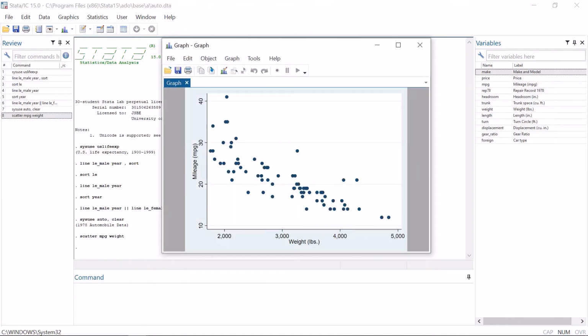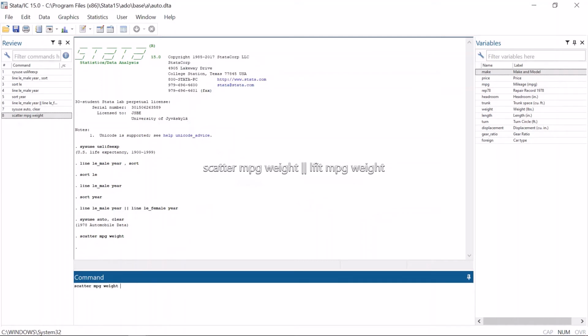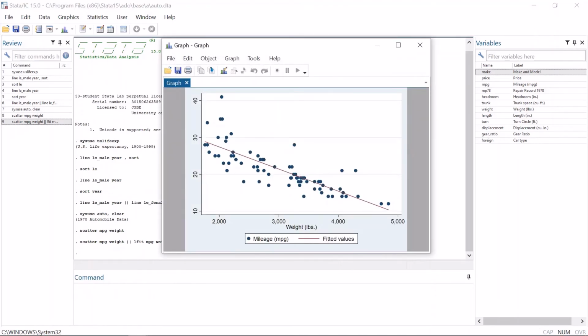A combination of these two, that is a combination of a line graph and a scatter graph, is an excellent figure. You can easily create such a figure by typing first the scatter graph command, which is followed by two vertical bars. Next, type lfit like linear fit, and the dependent variable and the independent variable. The syntax is always y variable, x variable.